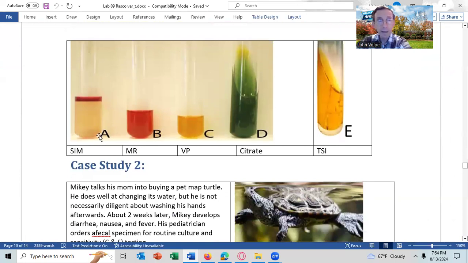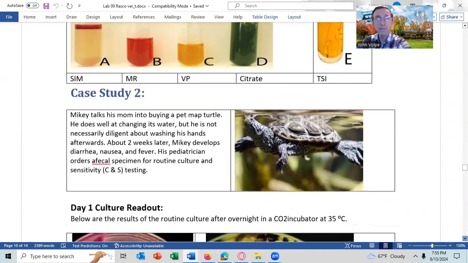So A is the SIM test with Kovacs reagent added. I don't see any bacteria, so motility we can't tell from this, but you can tell 2 of the 3 tests from that. And the MR test, the VP test, the citrate test, and then a triple sugar iron test. Any question about any of that?